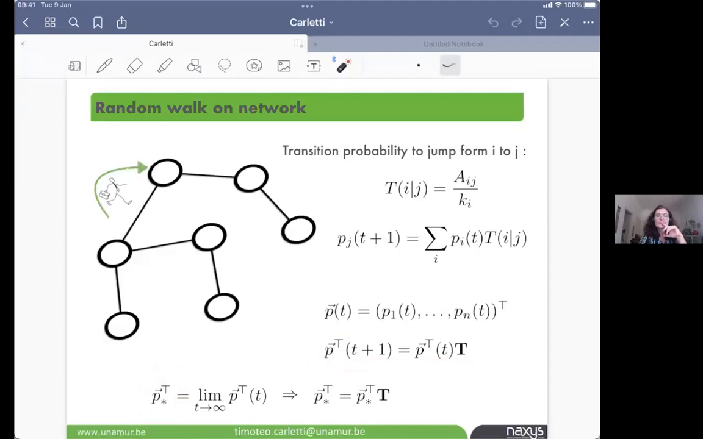Can I ask a question? Yeah. So this is for a static network, no? Yeah.